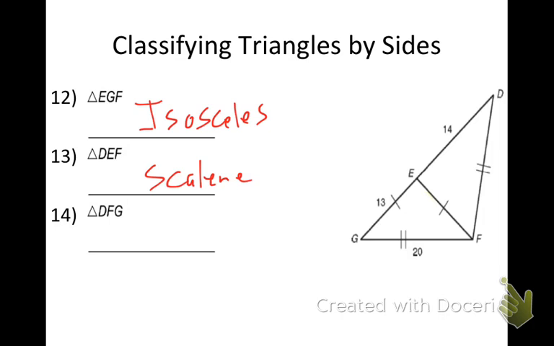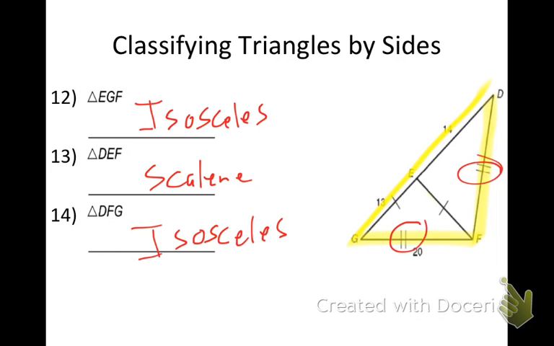And the last one, triangle DFG. What type of triangle would DFG be, Trent? That is isosceles. Yeah, don't bear it on what it looks like, because it looks like it's not the same. But your congruency symbols say they're the same. All right.